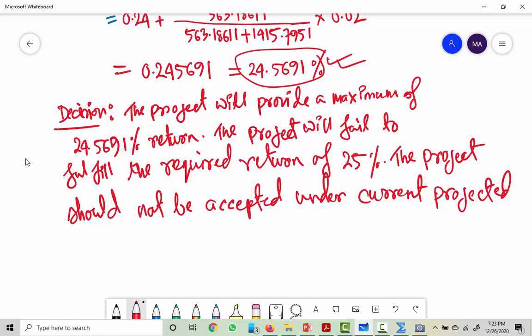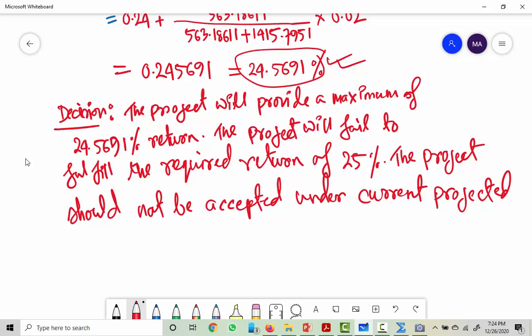If you can get higher cash flows in future from the project, in that case you may get a higher rate of return, and you may be able to accept the project. So in future you may need to try. If you can reduce the cost and improve the revenue from the project, net inflow will be higher in future. That means the project may generate 25% or higher return, and you may be able to accept the project.